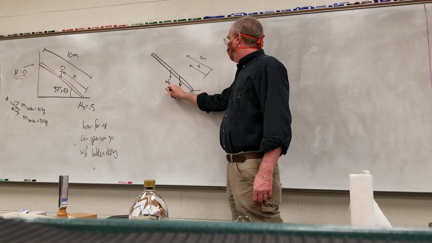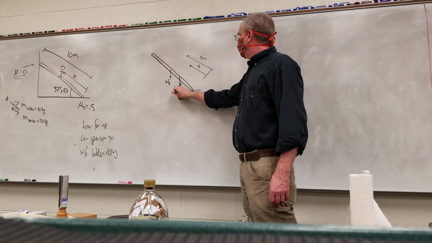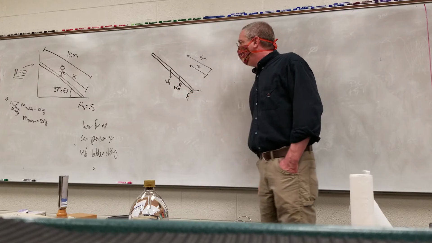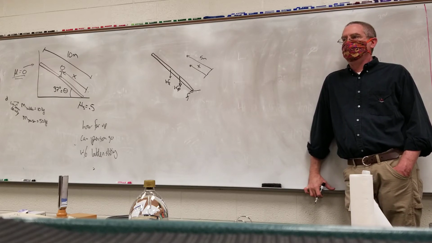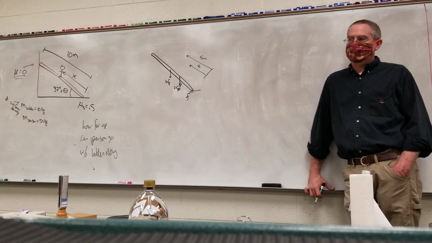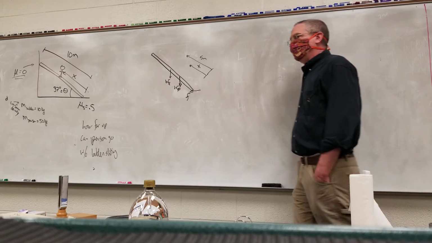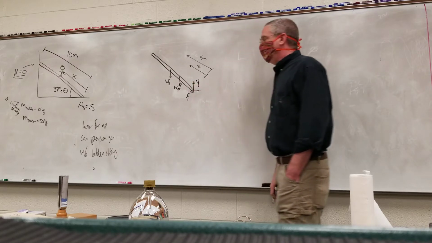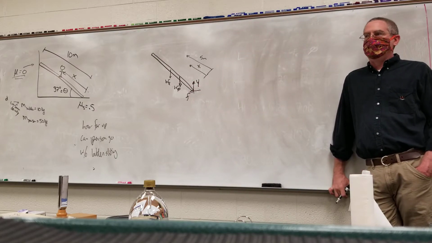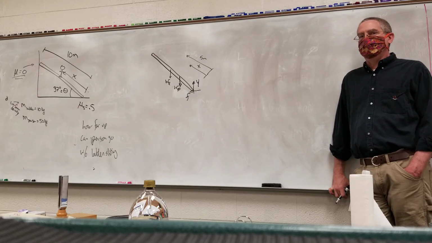A bit more room there. I'll just abbreviate it as W sub P, which I use for person. And then I have friction here. Two to go. Normal force between the ladder and the ground. Which way is it acting on the ladder? Up. One to go. Normal force between the wall and the ladder. Acting which way on the ladder? To the right.